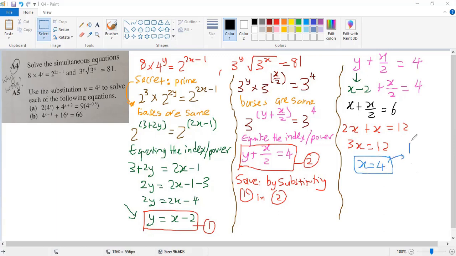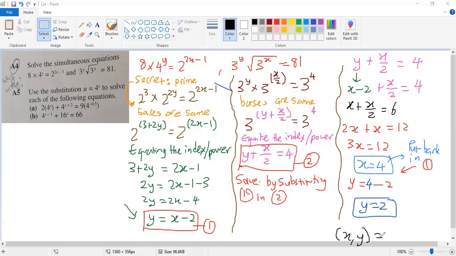And then this one we put back. In which equation? Choose the easy one, let's say equation 1. Equation 1 looks pretty easy to put back in. So the value of y will be x minus 2, and x is 4. So 4 minus 2, and therefore the value of y is 2. If you want to conclude, you can conclude nicely by writing the pair. The pair x, y is 4, 2. Answer. Done. Thank you.